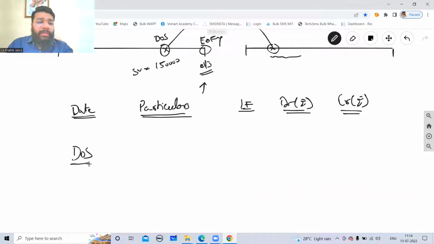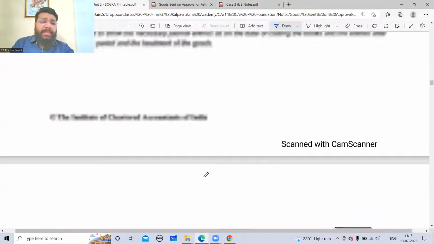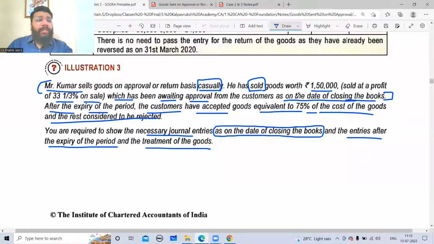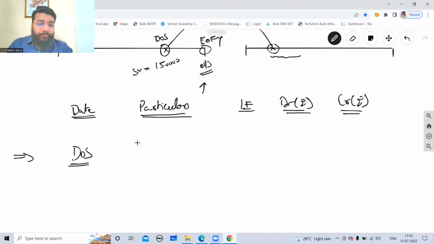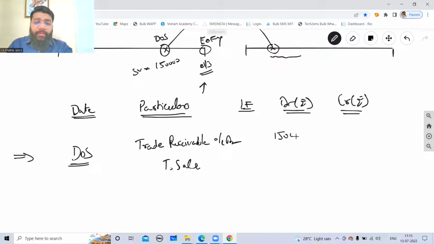On the date of sending the goods, the journal entry I am passing only for your knowledge purposes. Otherwise, it is not required to be passed. This is not asked. So when the goods is being sent, what is the journal entry? It is a casual transaction. Under a casual transaction, the goods which are sent for approval will be treated as a normal sale. So what will be the journal entry? Trade receivable account debit to sale, 1,50,000 rupees.